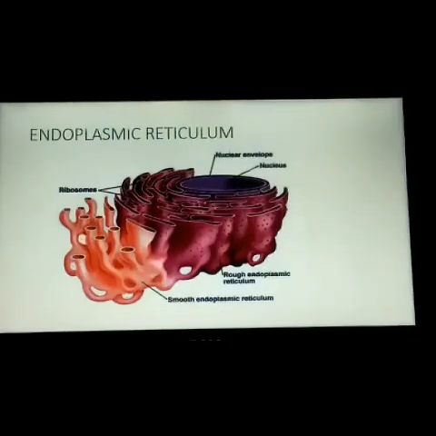In case of rough endoplasmic reticulum, they are rough in nature due to the ribosomes attached to the membrane, which helps in the synthesis of protein. While in case of smooth endoplasmic reticulum, it is a network of tubular sacs without ribosomes on the membrane, and they play a role in the synthesis of lipids, steroids, and also transport them within the cell, right?